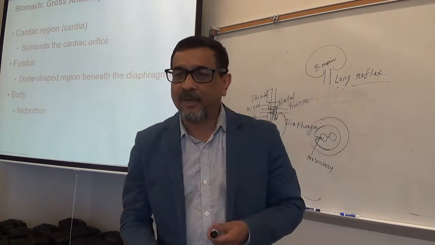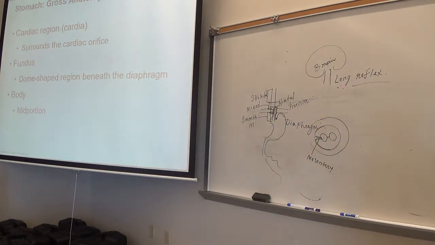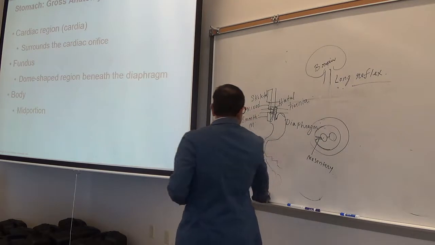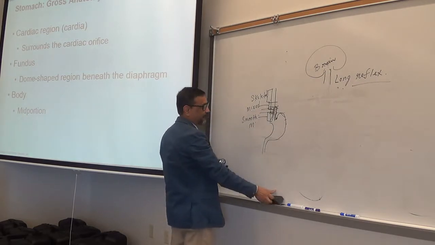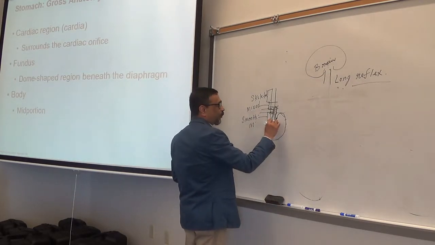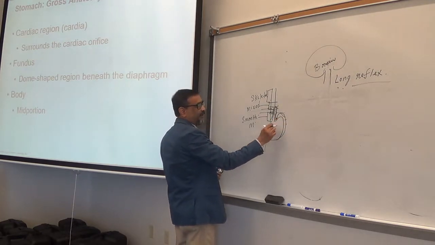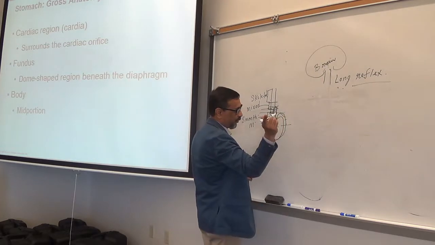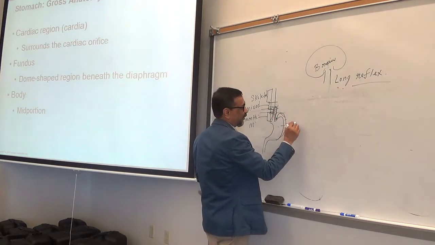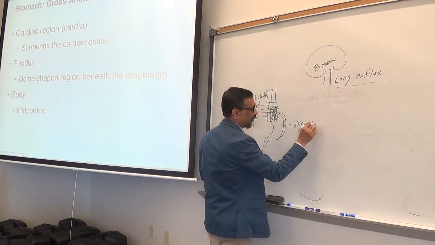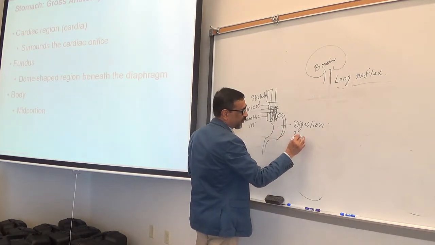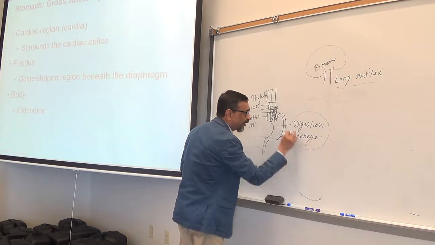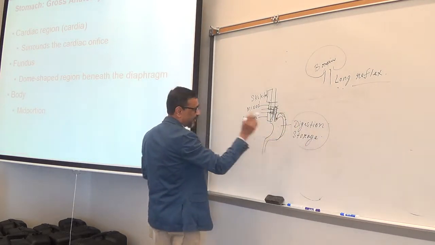Now we'll talk about the stomach. After the esophagus, next is the stomach. The stomach is a very dilated part of the GI tract. It's very expanded, wide. The stomach mainly does two things. One is digestion by gastric secretion, you know that, HCl, hydrochloric acid, and storage of food. So these are the two main functions of the stomach: digestion and storage.